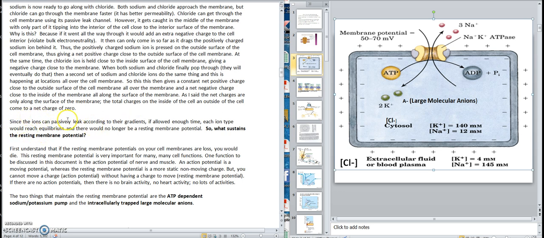Since the ions can passively leak according to their gradients, if allowed enough time, each ion type would reach equilibrium and there would no longer be a resting membrane potential. So then the question is, what sustains the resting membrane potential? Okay, let's look at this.